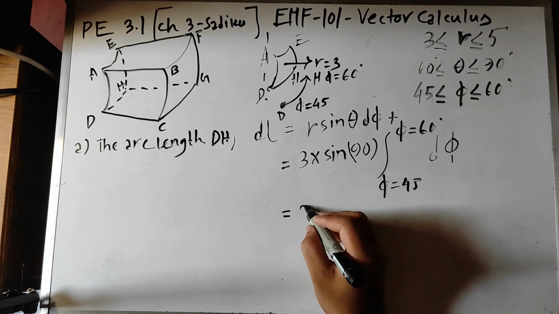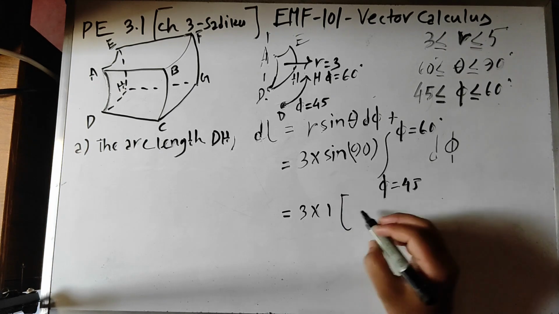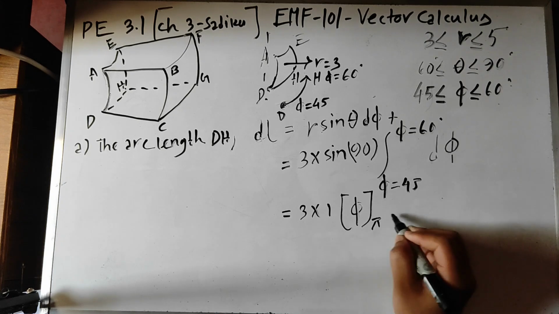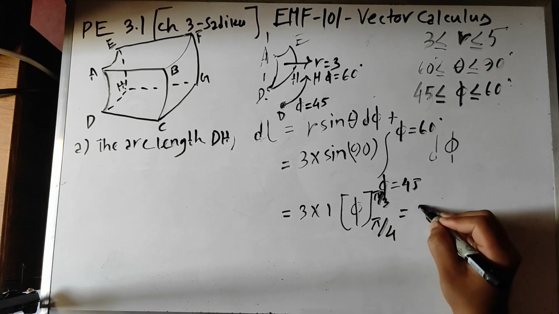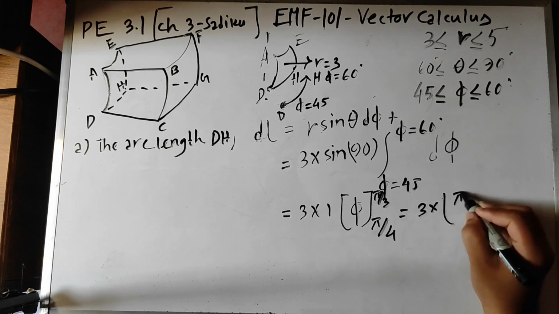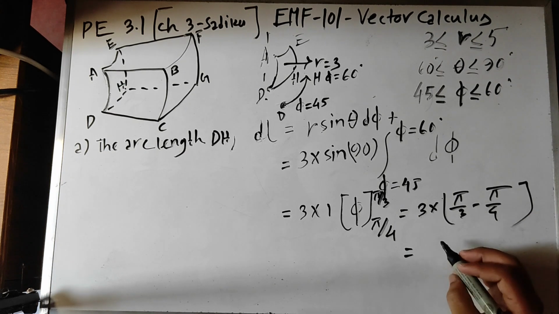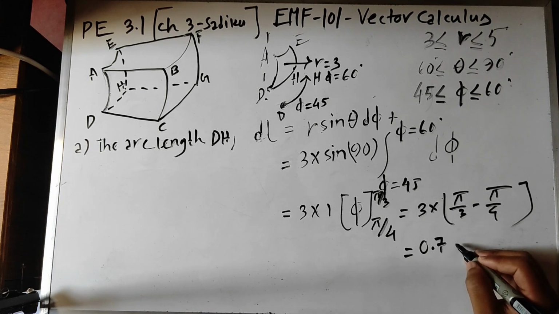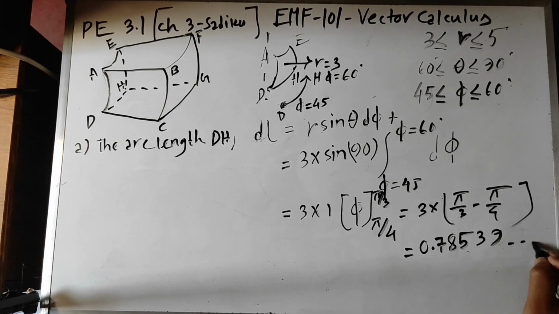So if we calculate this, 3 cross 1 cross phi. Let us define this in radians, so pi by 4 to pi by 3, which is 3 cross pi by 3 minus pi by 4, which will give us the answer 0.78539. So this is the answer.